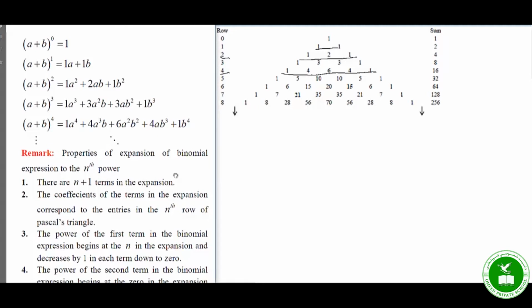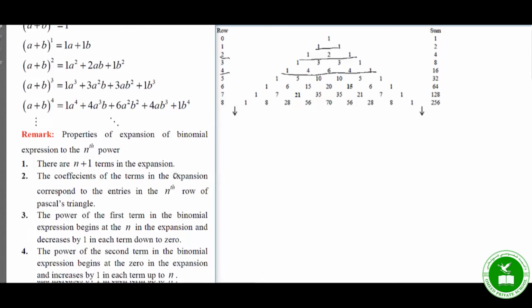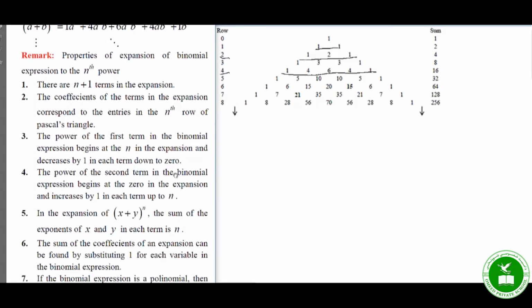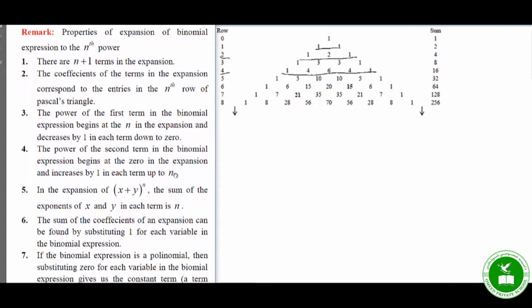So we can also state the properties of expansions of binomial expressions to the nth power. The first property is that there are n plus 1 terms. For example, if we have (a + b) to the power of 10, the expansion has 10 plus 1, or 11 terms.